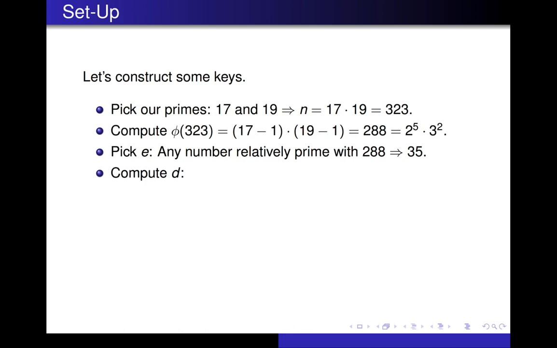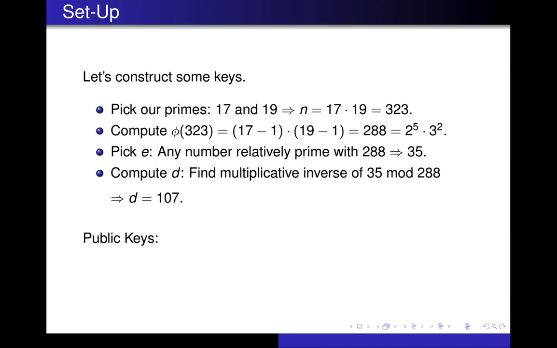Next, we're going to compute D. Now, D is a little bit tougher, right? We have to find the multiplicative inverse of 35 mod 288. You could use the generalized Euclidean algorithm if you wanted to. Whichever method you use, you're going to end up with D equals 107.